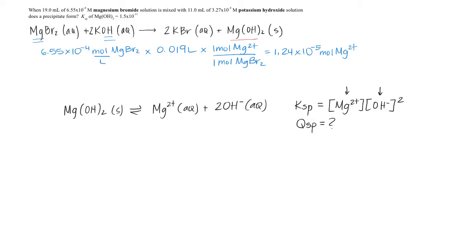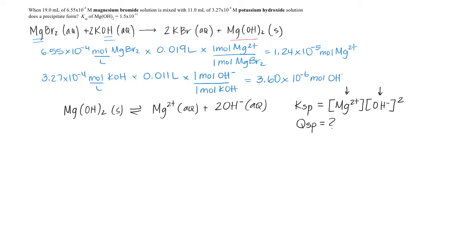Mg2+ ions. We do the same calculation for the hydroxide ions, starting with 3.27 times 10 to the minus 4 moles per liter of potassium hydroxide times 0.011 liters, which is the volume, times 1 mole of hydroxide produced from every 1 mole of potassium hydroxide. We end up with 3.60 times 10 to the minus 6 moles of hydroxide ions.